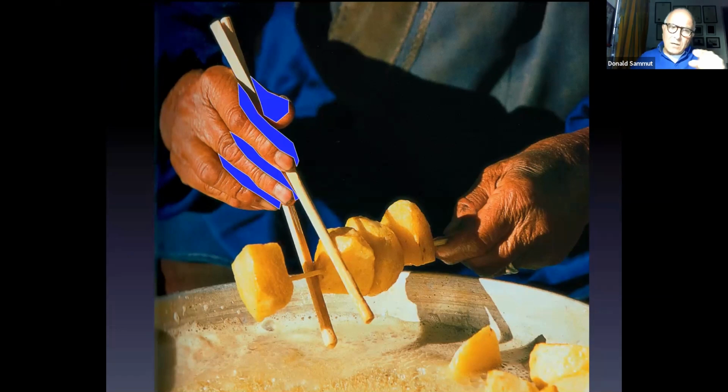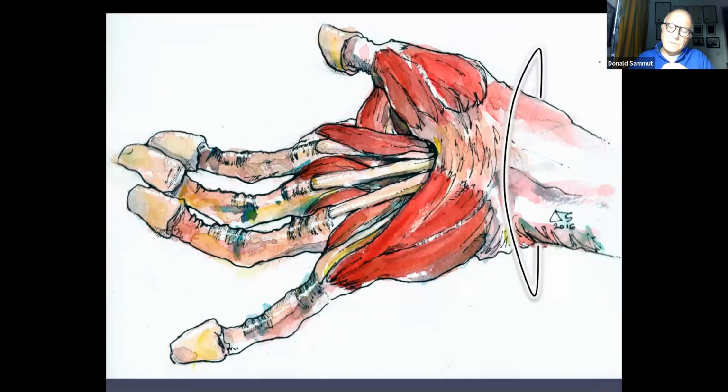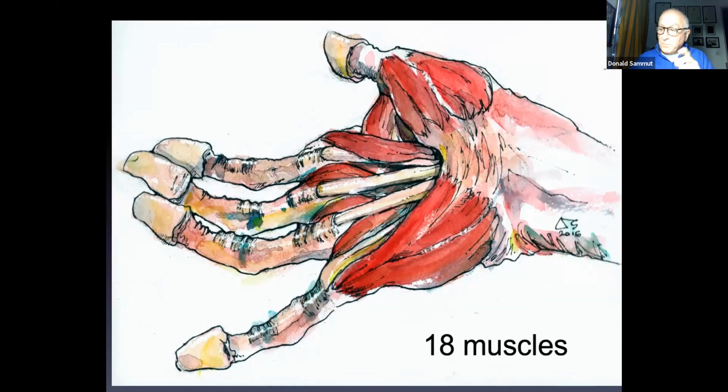So who are the participants that give us this versatility in function? The intrinsic muscles of the hand are so called because they arise and insert in the hand. And so it is all the muscles beyond the wrist crease. And it may surprise some of you to know that there are only 18. This very versatile part of our anatomy has only 18 muscles in it. Remember, the performance also depends on the muscles proximal to it in the forearm.